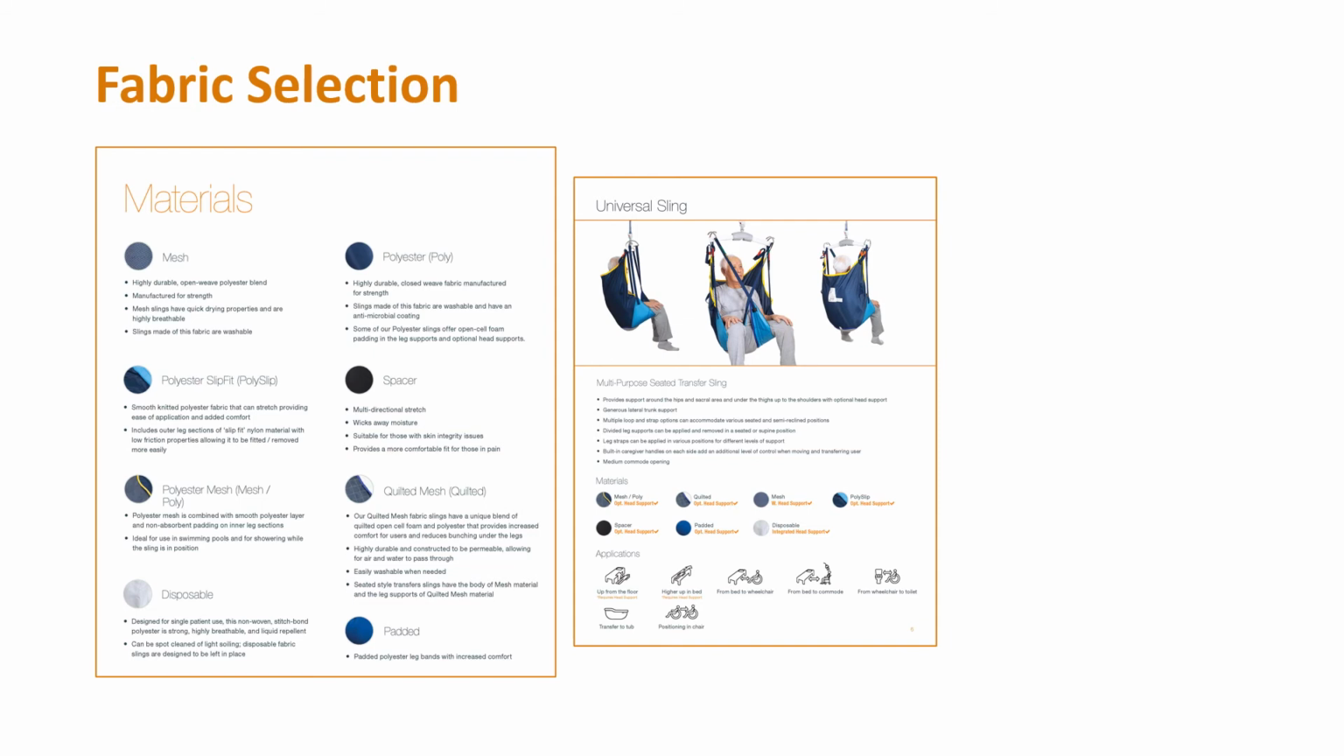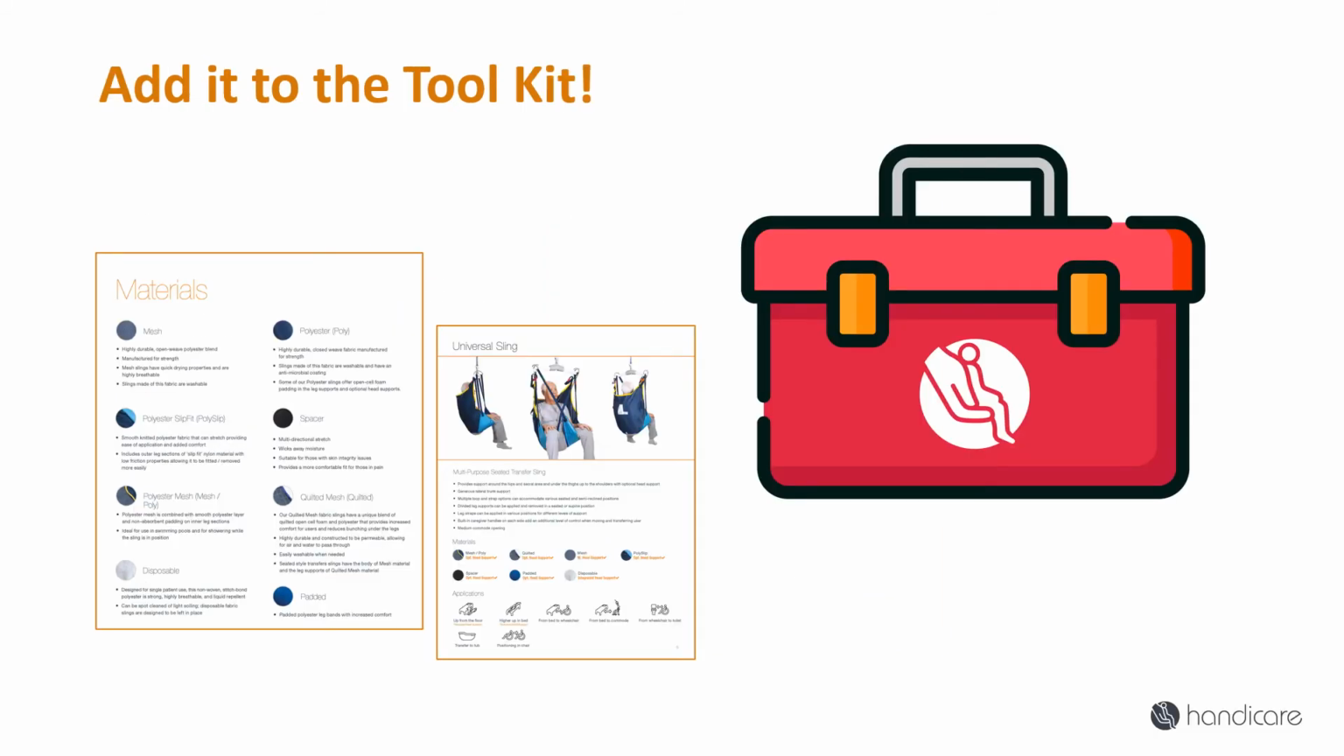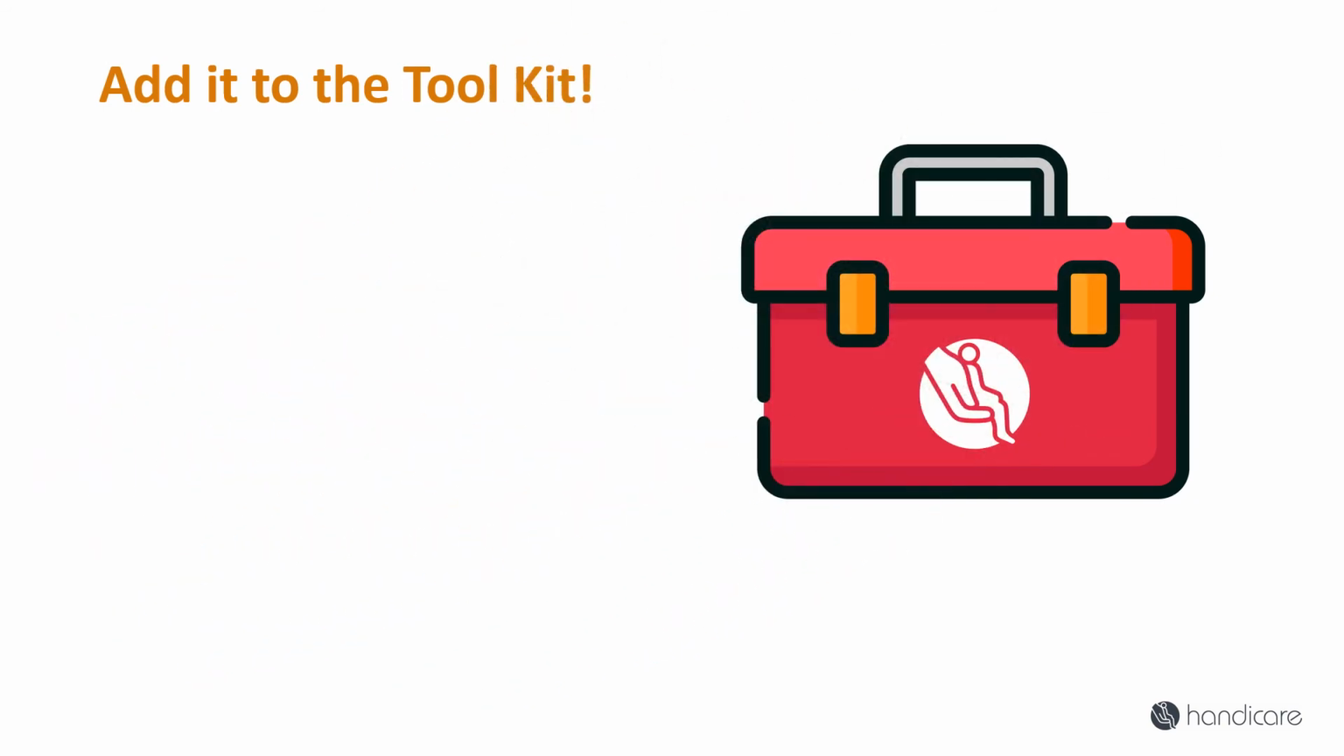The disposable fabric, typically seen in institutions for infection control, are designed for single patient use. This non-woven polyester sling material is strong, breathable, and liquid repellent. It can only be spot cleaned and discarded when heavily soiled. This handy resource can be added to your facility training toolkit to help caregivers learn about fabric options.